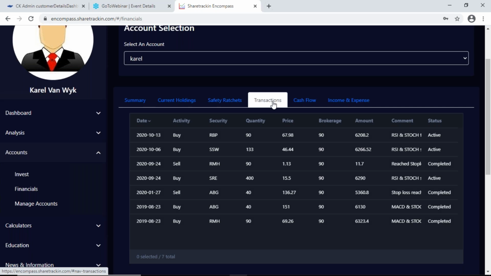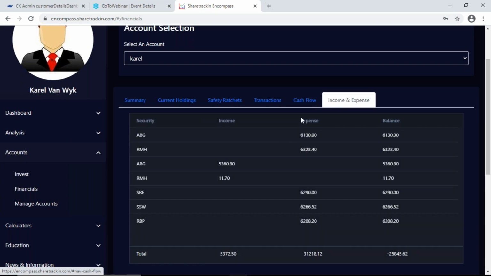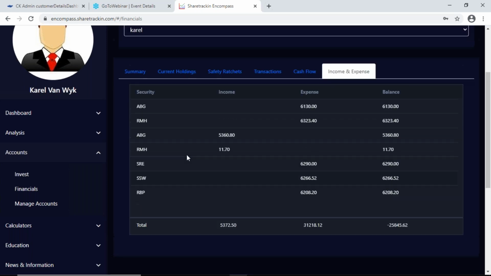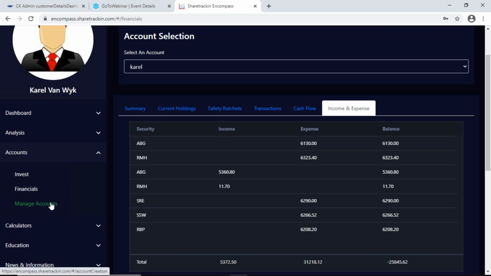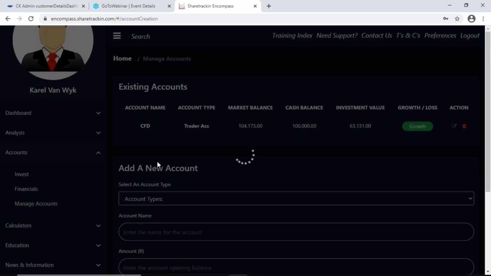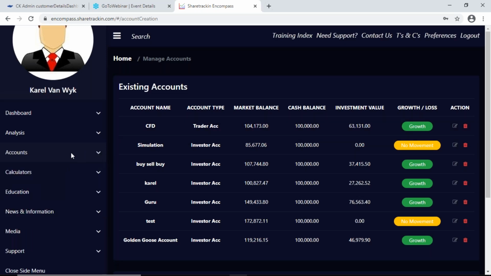Next up, I have transactions. Like I said, the full history of your account. Cash flow, so how your money went in and out of the account. Income and expenses, your income versus your expenses, which gives you your balance. Manage account, so this is where I can add accounts and where I can delete accounts, and that's what I can do here.